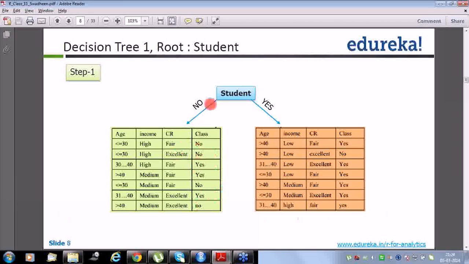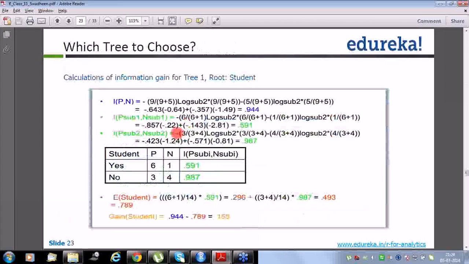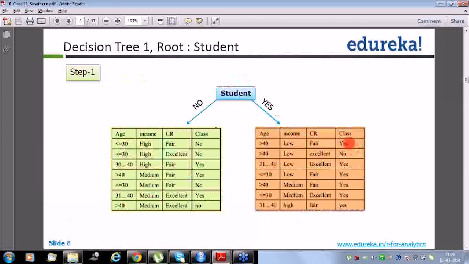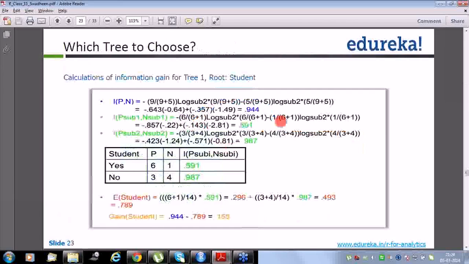So what would be the IPN for this branch? Minus 3 upon 3 plus 4 log sub 2 of 3 upon 3 plus 4, minus 4 upon 3 plus 4 log sub 2 of 4 upon 3 plus 4. So IPN for this branch is 0.987. What would be the IPN for the other branch? How many no do we have? Only one no, and 6 yes. So minus 1 upon 1 plus 6, minus 6 upon 6 plus 1 log sub 2 of 6 upon 6 plus 1. We have 0.591.